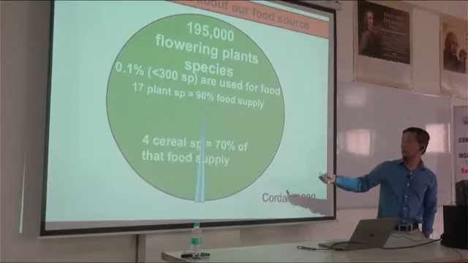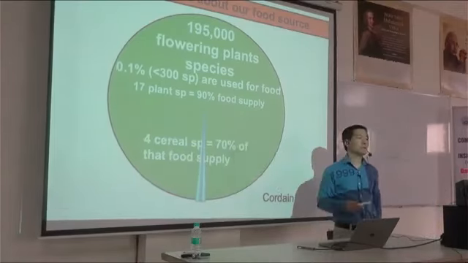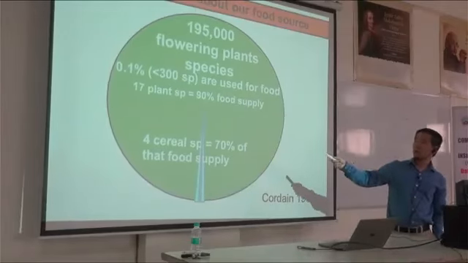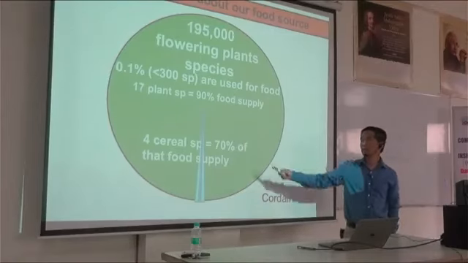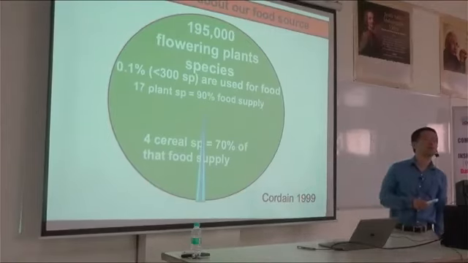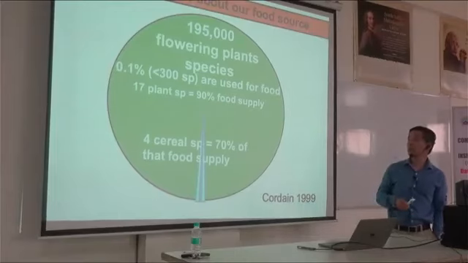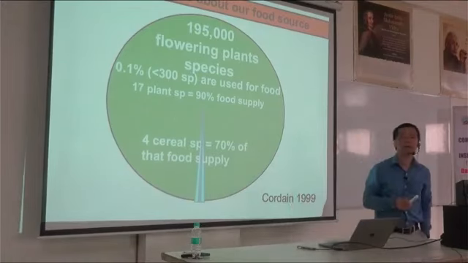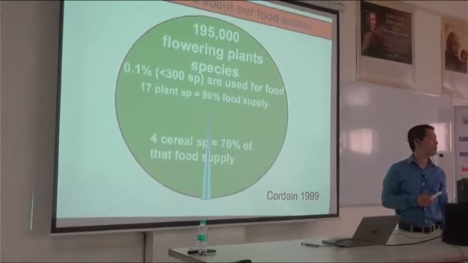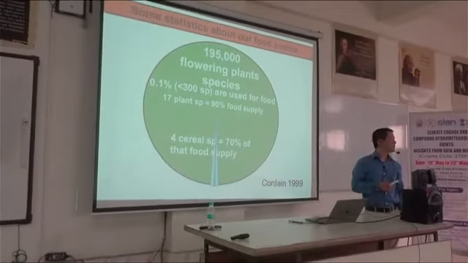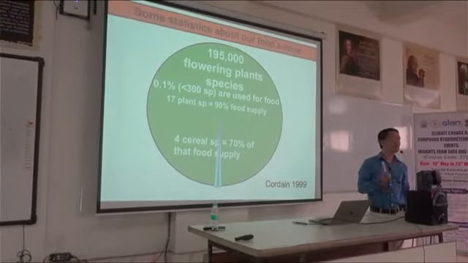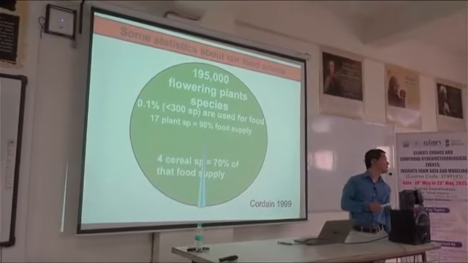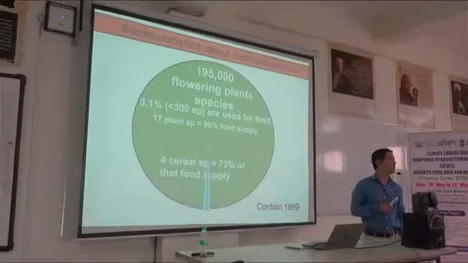If you think about one of the major staples we eat, cereal crops, the top 4 cereal crops account for 70% of the food supply we eat every day. Can anybody guess what the top four cereal species are? Rice, yes. Wheat, yes. Millet, you mean? No, millet is actually not one of the top 4.